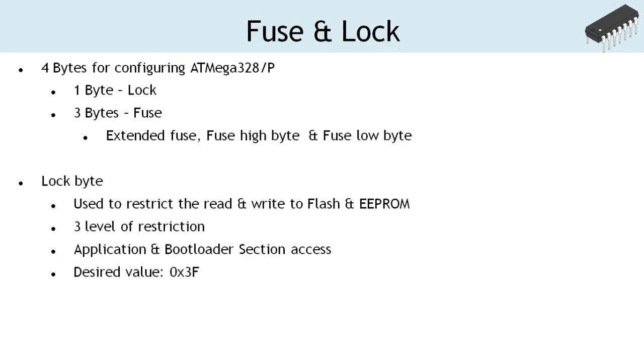Lock byte is used to restrict the access to the flash and EEPROM and provides security against the unauthorized access to the on-chip memory. The access restriction can be applied at 3 levels. No restriction, disable programming, that is write operation in parallel and serial programming modes, and disable programming and verification, basically the read and write operation in both the programming modes.